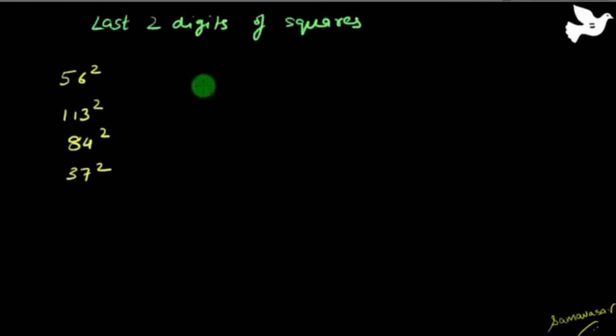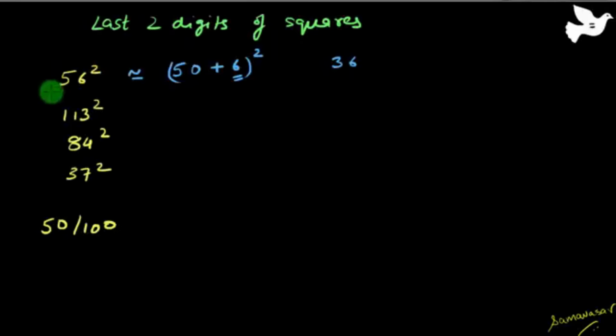Now let's find out the last two digits of squares. Whenever you're given some squares, all you need to do is take the base of either 50 or 100. So whatever number you are given, like in this case 56, you express this in terms of either 50 plus something or 50 minus something, and 100 plus something or 100 minus something. So in case of 56, it is simply (50 plus 6) raised to the power 2. Now once you express it like this, the rule here is that the last two digits of 56 raised to the power 2 will be the same as the last two digits of 6 raised to the power 2. 6 raised to the power 2 is 36, which means the last two digits of 56 raised to the power 2 will be simply 36.